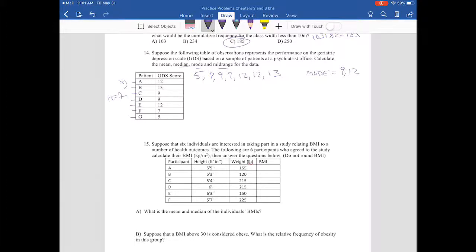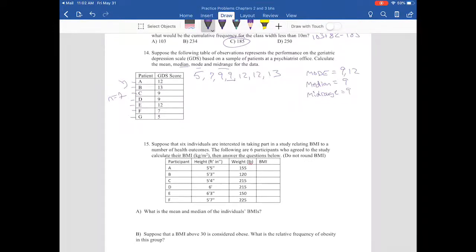Remember, our median value is going to be the middle value in this data set. And our middle value here is going to be 9. So our median is going to equal 9. And then our mid-range here is also going to equal 9.